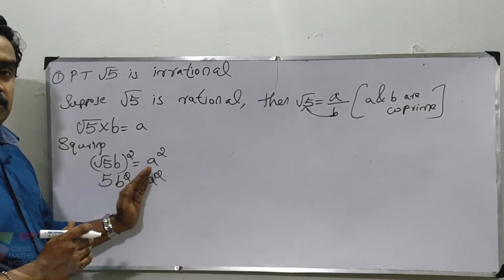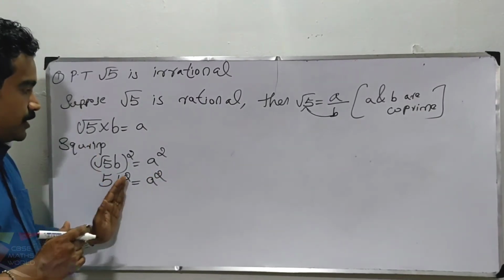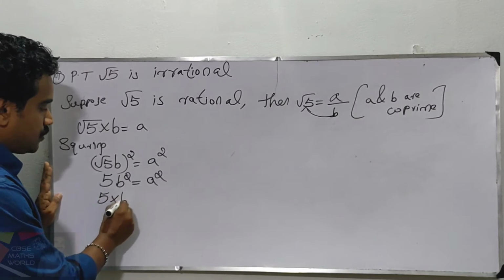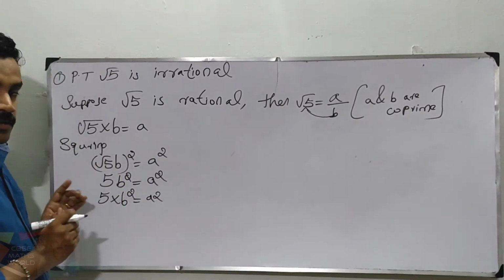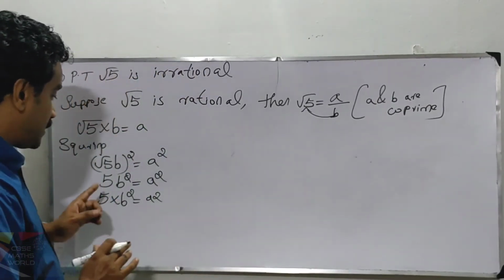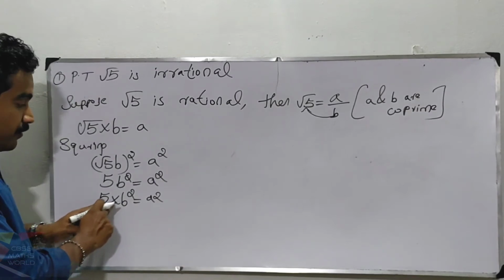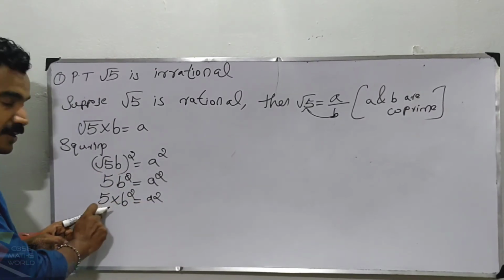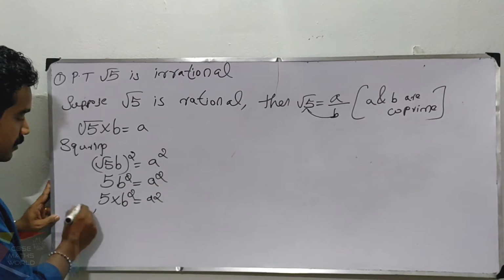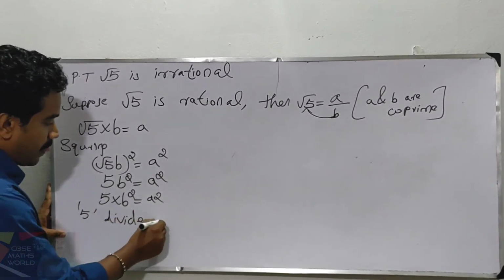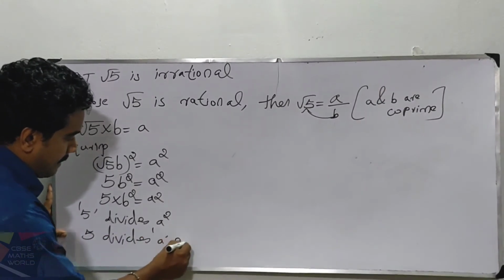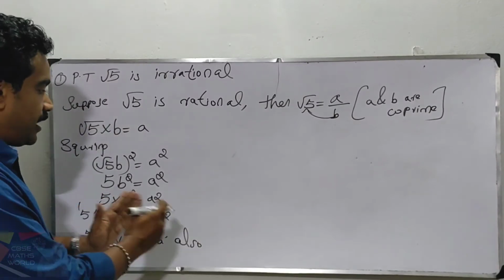What does it mean? 5 into b square is a square. So we are using the property: if p is a prime number and p divides a square, then p divides a also. Same method, 5 is a prime number. So 5 into something is a square means 5 divides a square, then 5 divides a also.